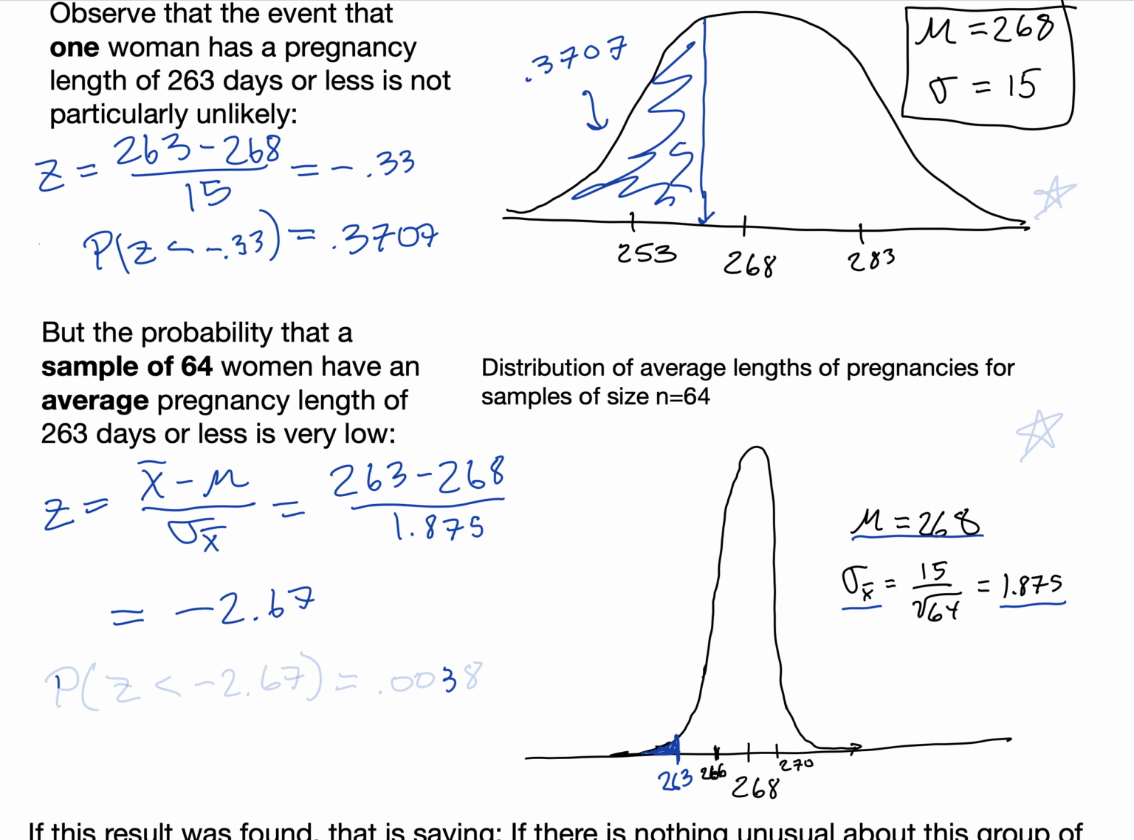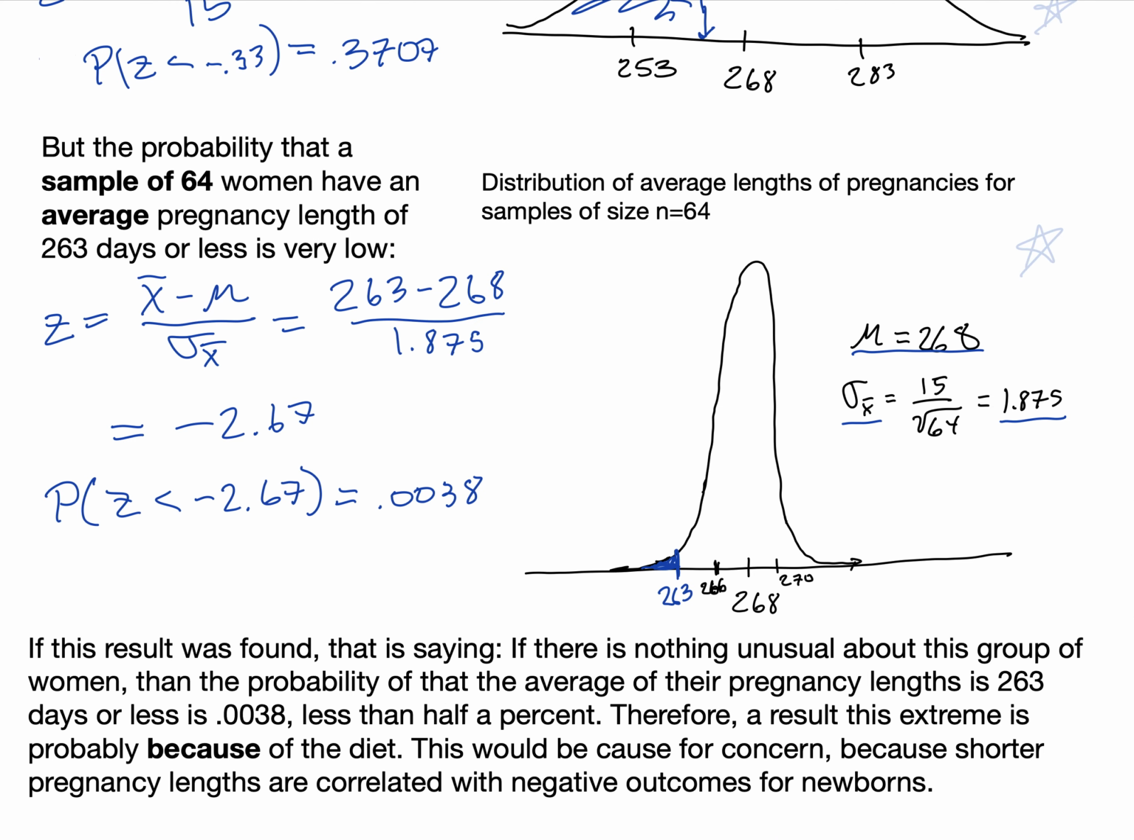And if we look at either a z-score table or a computational device, the probability that z is less than negative 2.67 is 0.0038. So that's much smaller. That is less than 1%. That's less than 0.5%. That's very small, and that's statistically significant because it's less than 0.05. So if this result was found, that is saying that if there's nothing unusual about this group of women, then the probability that the average of their pregnancy lengths is 263 days or less is 0.0038, less than 0.5%.